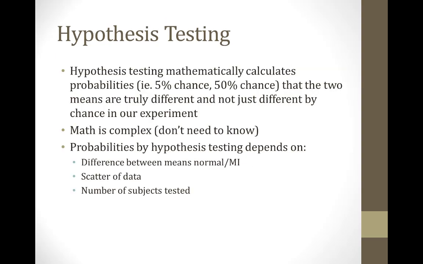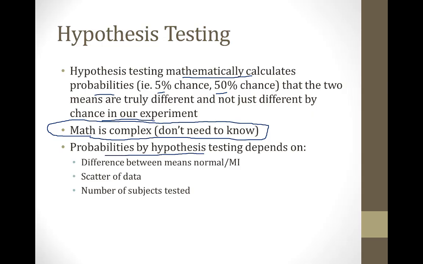So hypothesis testing is to mathematically calculate the probabilities, like 5% or 50%, that the two means are truly different and not just different by chance in our experiment. The math is very complex and you don't need to know it. This is why we have statisticians to help us out. But what you should understand is that the probabilities by hypothesis testing depend on the difference between the means, the scatter of the data, and the number of subjects tested.